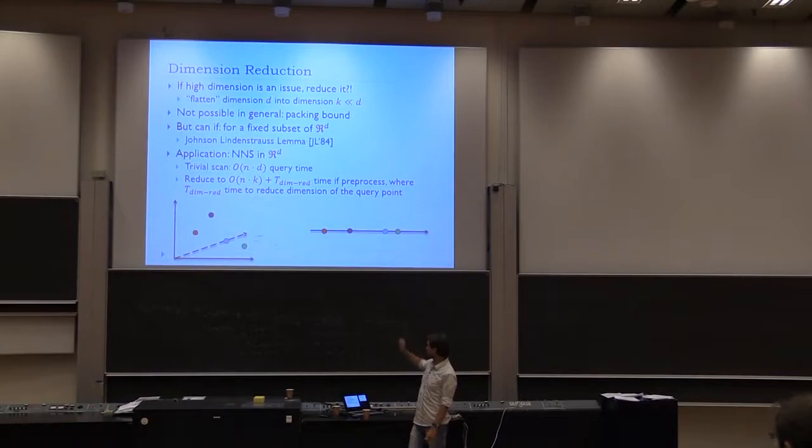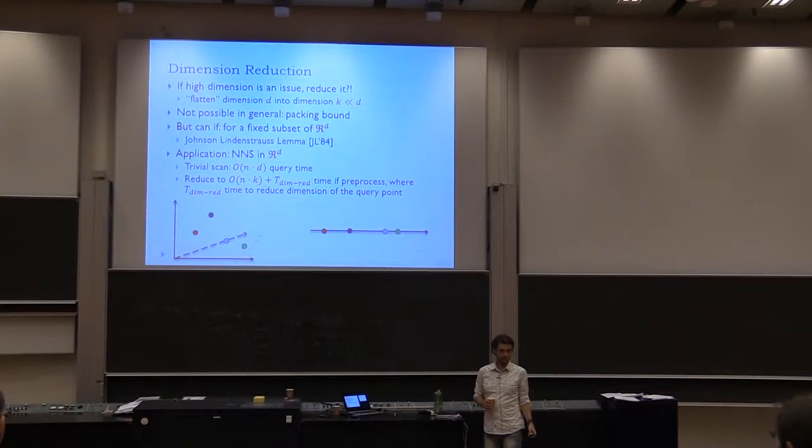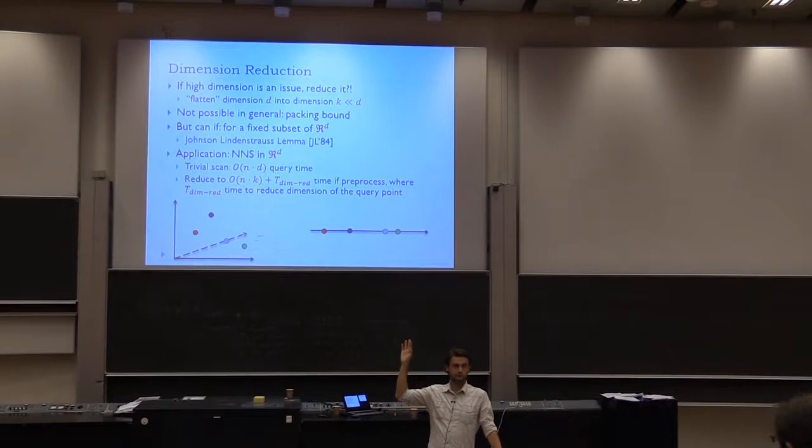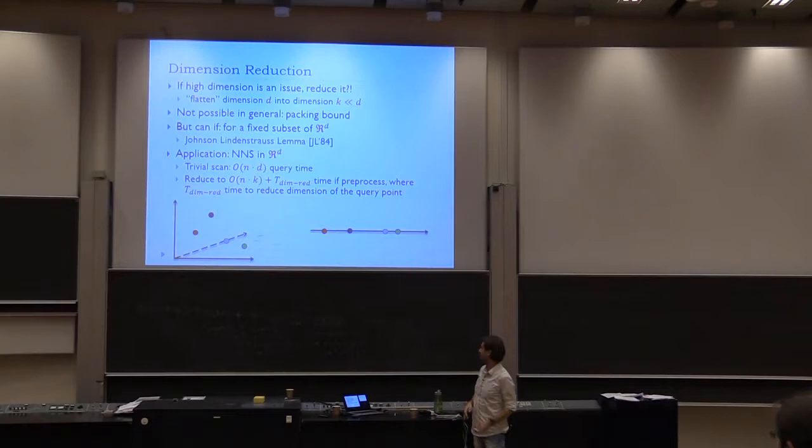So now let's talk about the actual dimension reduction. I'm curious how fast I should be going. How many of you have seen Johnson-Lindenstrauss or the proof of it? Okay, good. So I guess about 40%, normal speed.